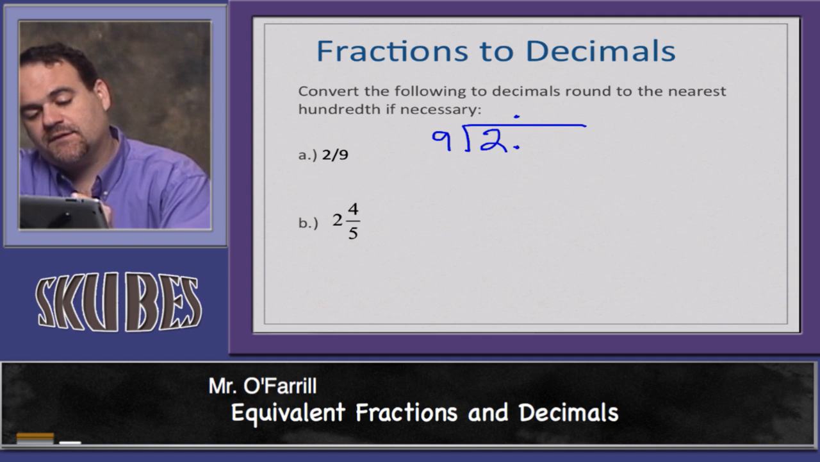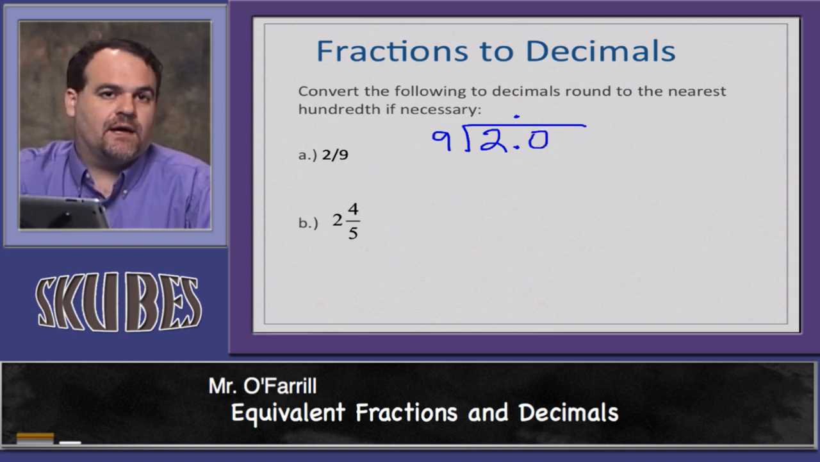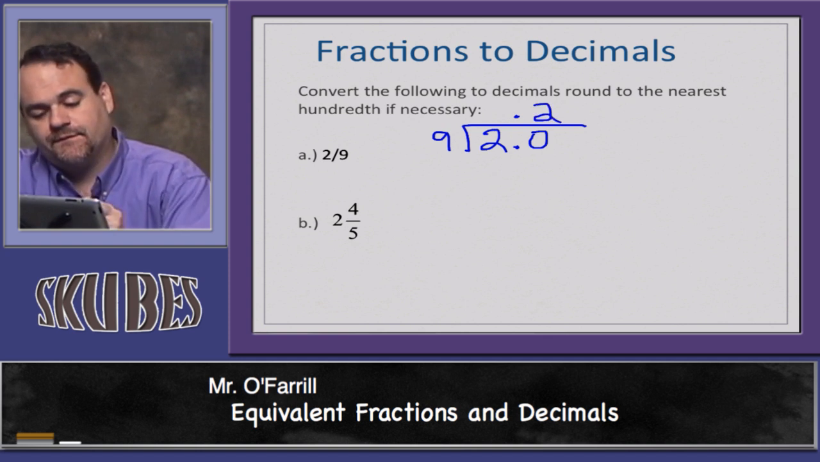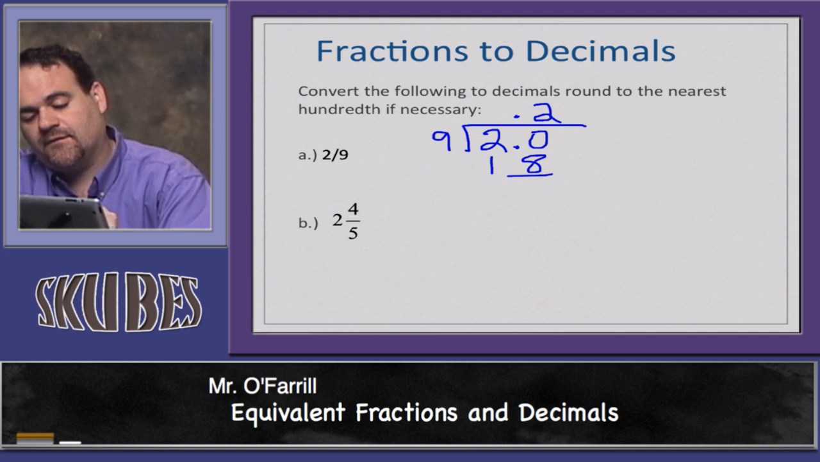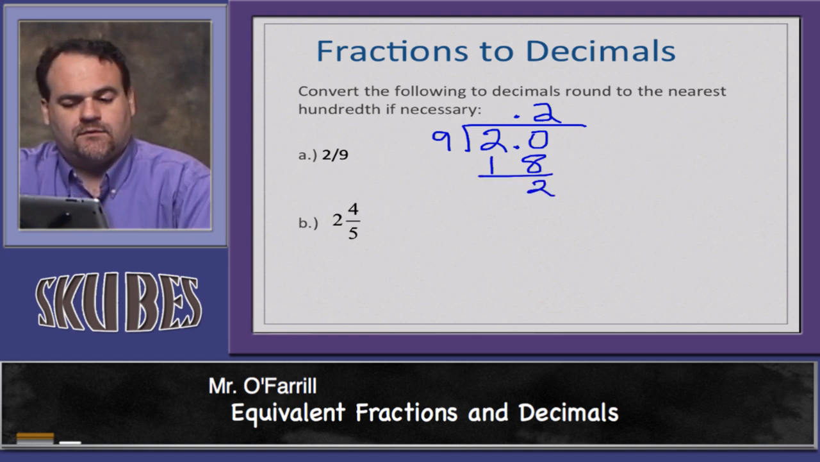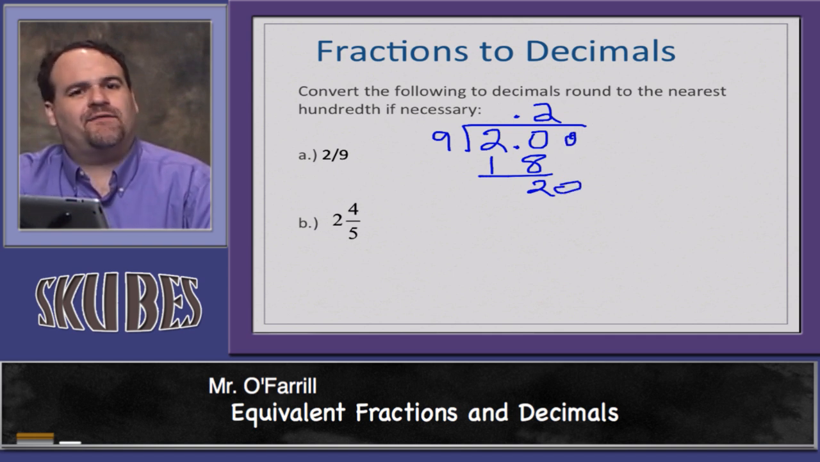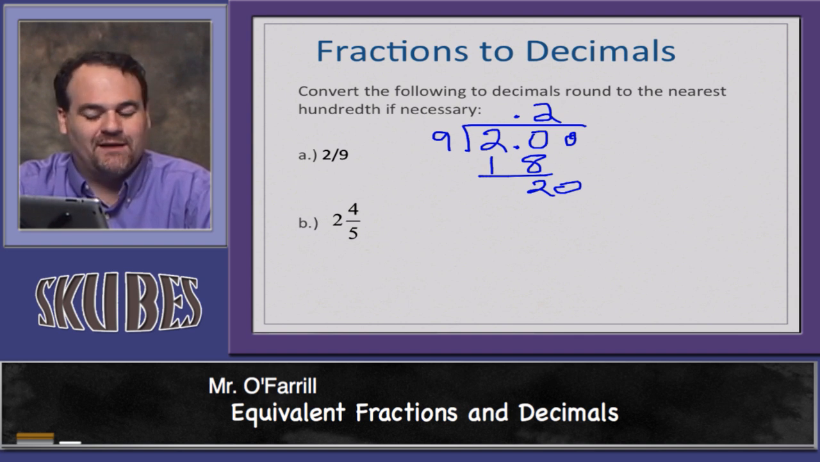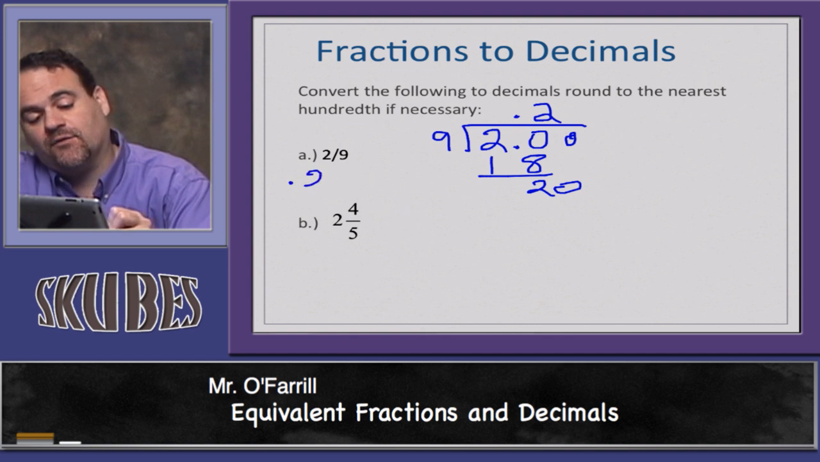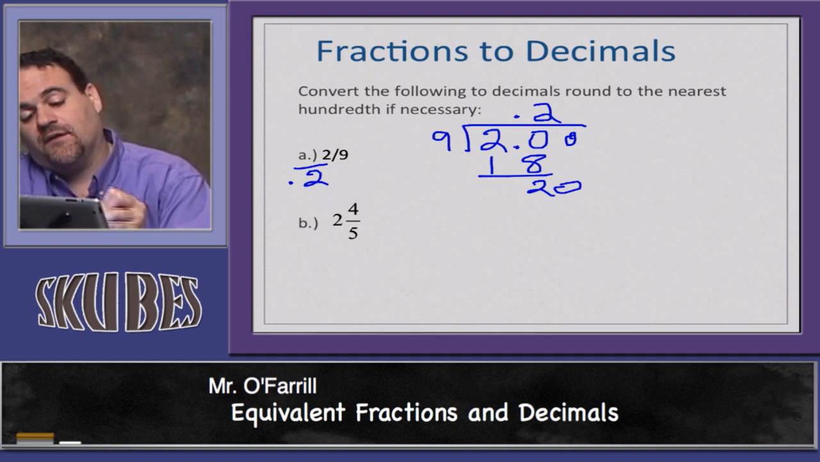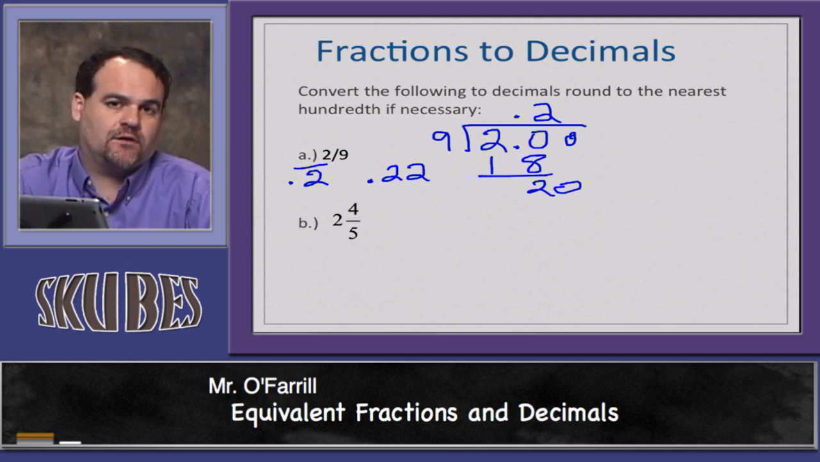Put our decimals in place. 9 goes into 20 twice. 2 times 9 is 18. It's another 2. I think we have the exact same pattern that we had on that last problem. It's going to be a whole bunch of 2's. So we can either call this 0.2 repeating if we're looking for the exact answer, or rounding it to the nearest hundredth, that's just going to be 0.22, approximately.